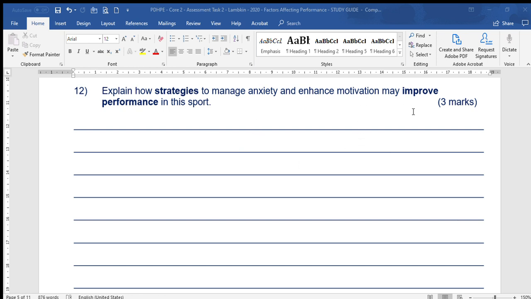Another strategy, mental rehearsal, visualization, imagery. So your sports person might decide to enhance motivation and manage anxiety by going over the skills in their mind. They can do this to practice old skills, learn new skills, be confident, feel what the experience is going to feel like.